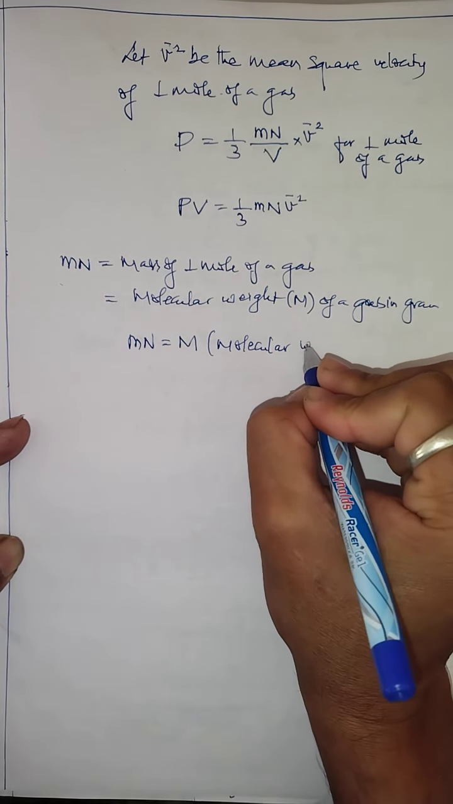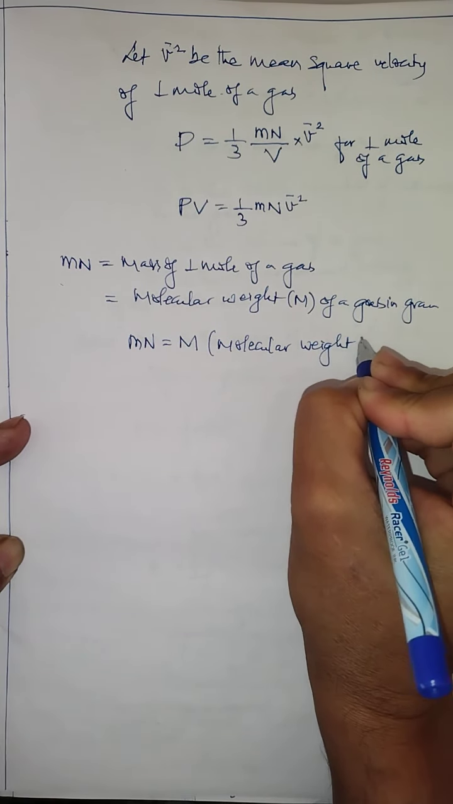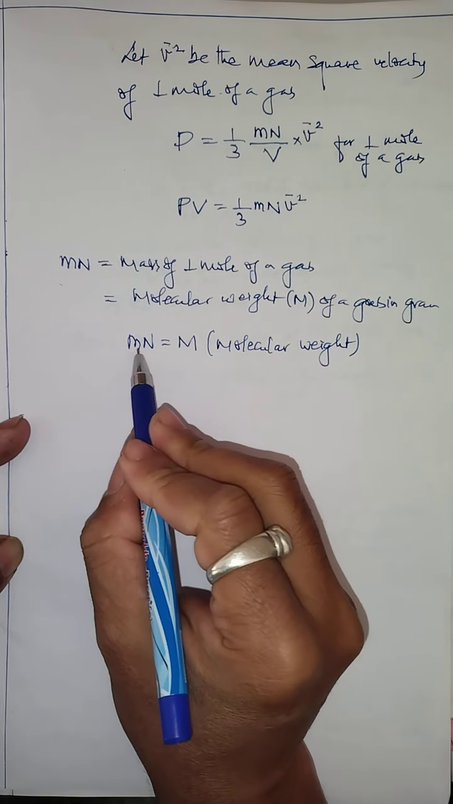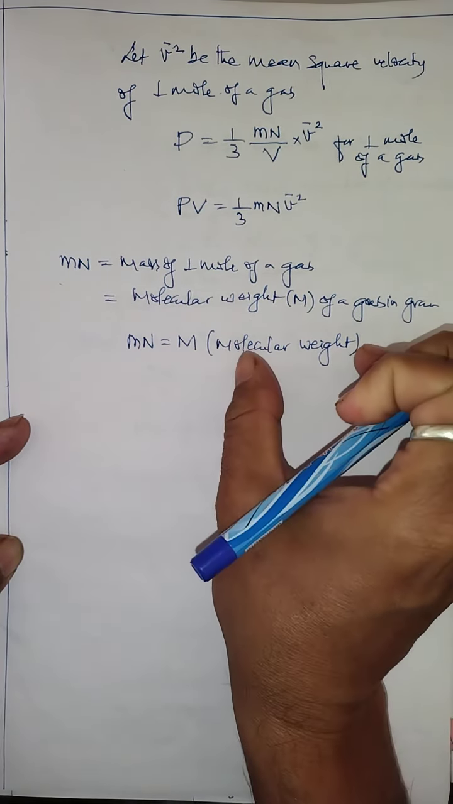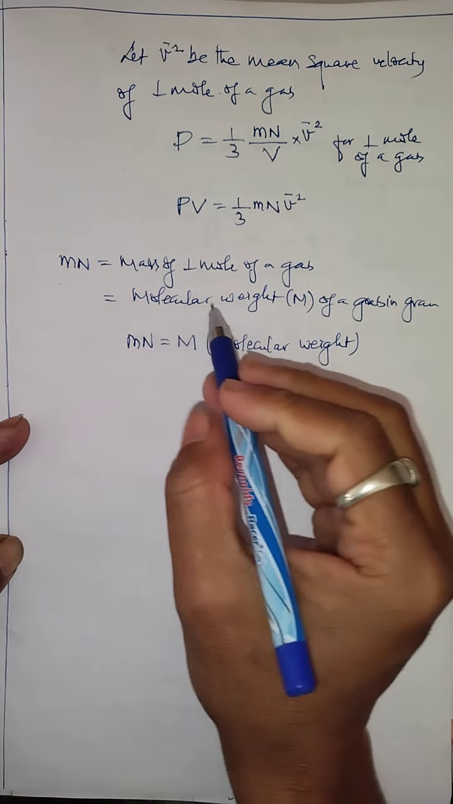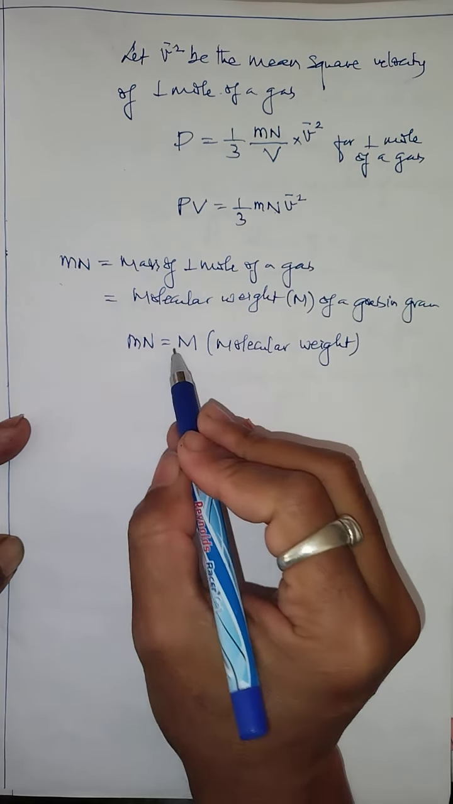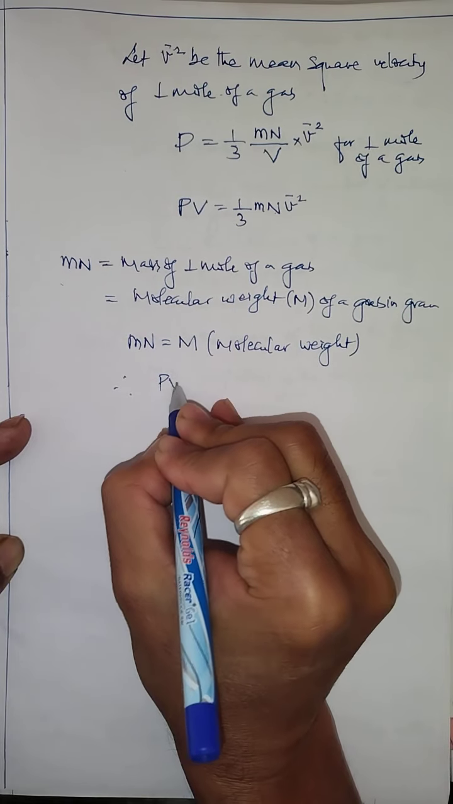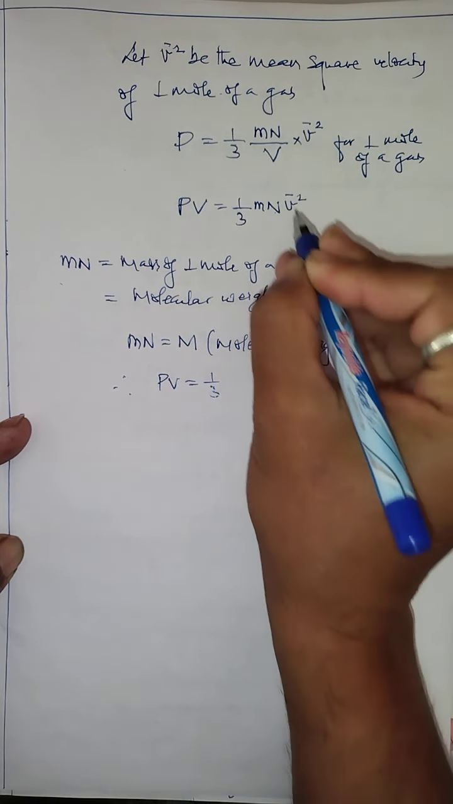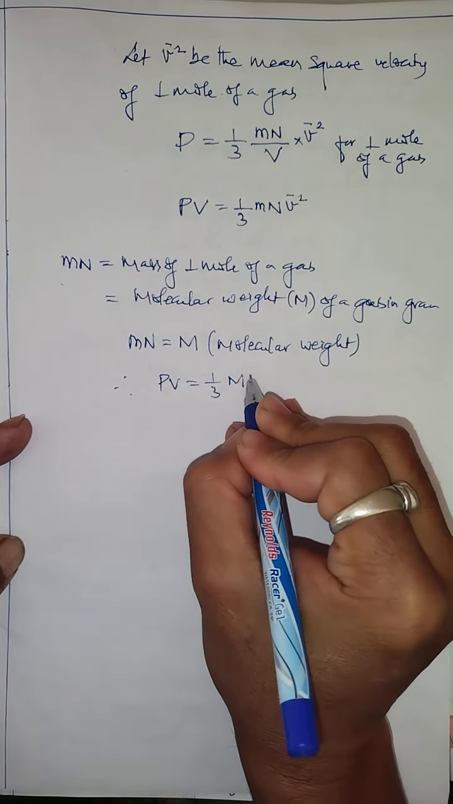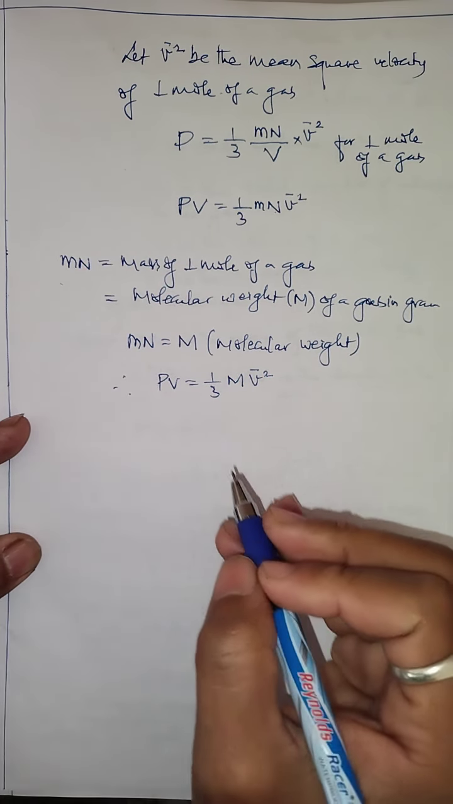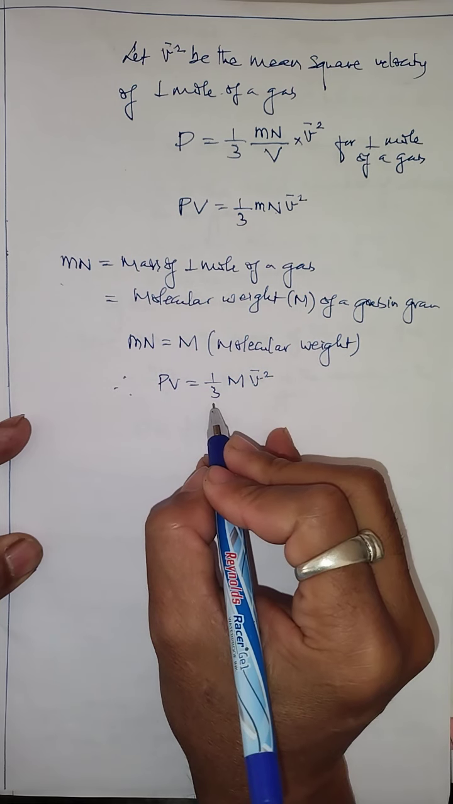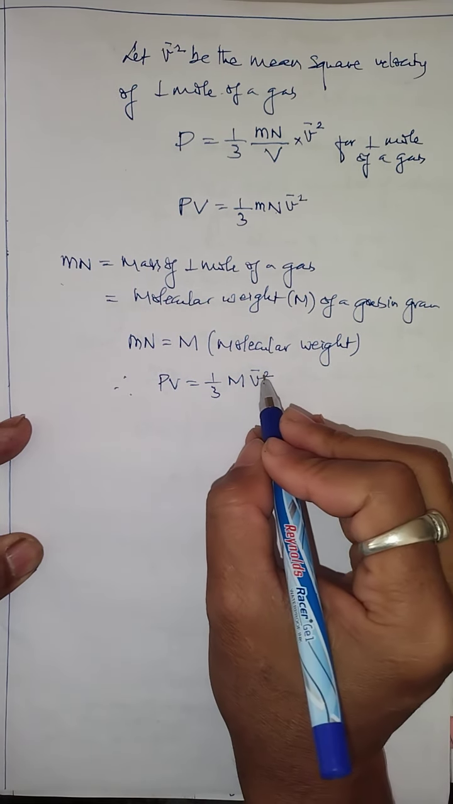Okay, look at this part, I am replacing small m into capital N. The mass of 1 mole of gas equals the molecular weight of the gas in grams. Now I replace this mN by capital M. So in the relation, PV equals 1/3 of M times the mean square velocity.